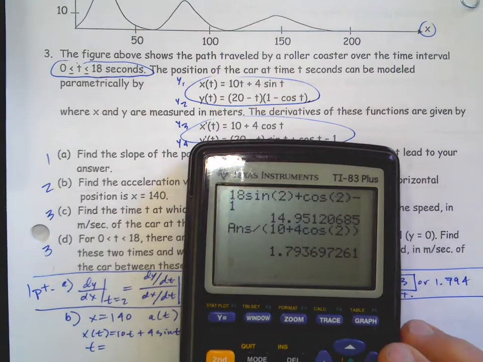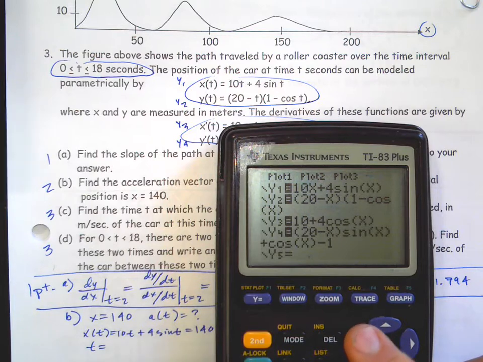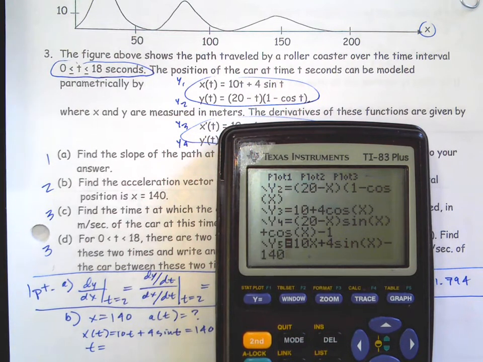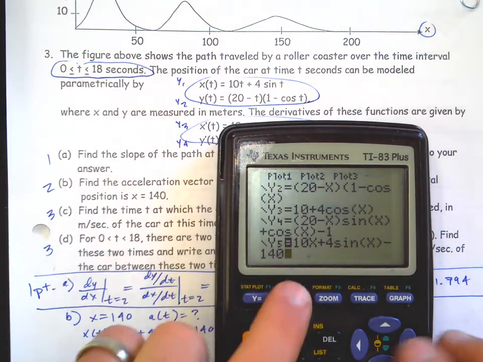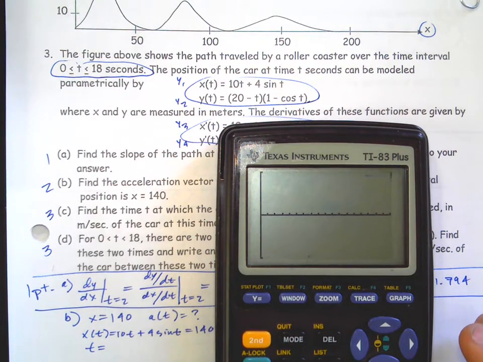So I'm going to solve that on my calculator. I'm going to go to y equals, I'm going to actually turn these off right now. I'll still be able to use them for calculations. And I'm going to put in 10t plus 4 sine t minus 140 so that I can just look for the x-intercept. Now I know I'm only concerned with, I think, 0 to 18. I'm going to go to window, 0 to 18. I'm only concerned about trying to find the x-intercept of this graph, so I'm going to say negative 1 to 1. And there should probably just be one answer right there.